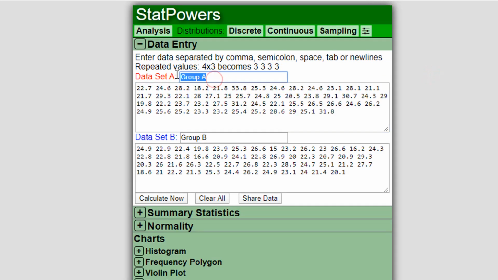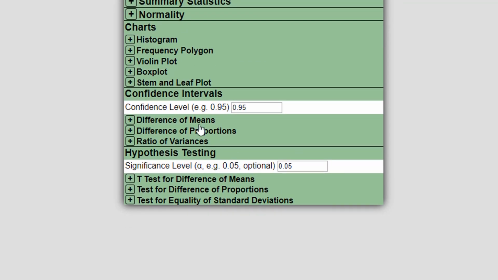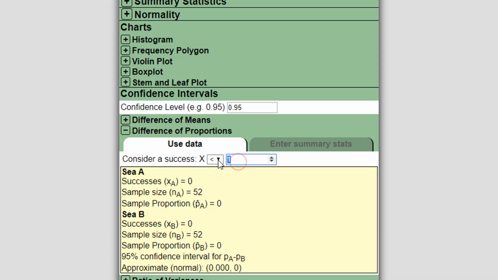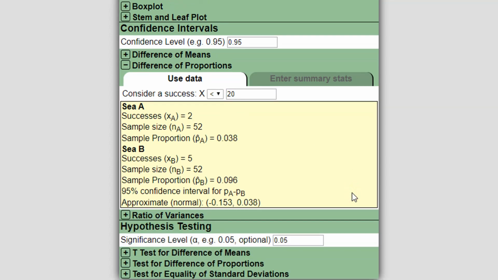So let's say I am doing the same thing. I'm surveying 2 areas of the ocean, these sea turtles. I'll call this CA, and this is CB. So these are my 2 areas of ocean. I want to see if the proportion of sea turtles weighing less than 20 kilograms is different. To estimate the difference of proportions, just click on the difference of proportions tab. I'm going to set a success, again, as less than 20, and we'll just see what we get for our results.